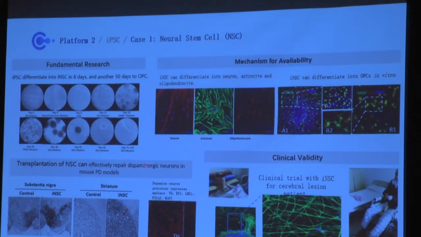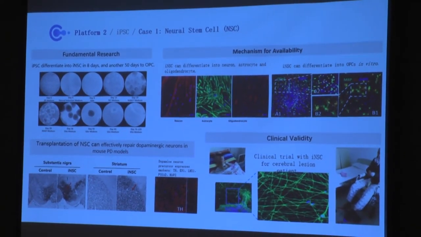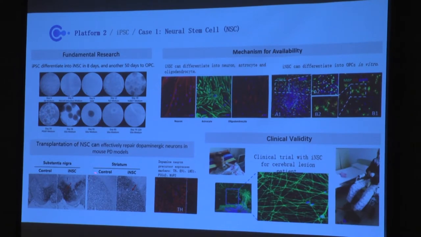And also we work on the neuron in PD models, Parkinson's disease, and we are recruiting patients at Peking Hospital as well for Parkinson's disease. In the model, we injected human neural stem cell and dopamine progenitor cell. Because this model doesn't have dopamine, you can see the color is faint. And after injection, the neural stem cell becomes a neuron, and they start to secrete dopamine.